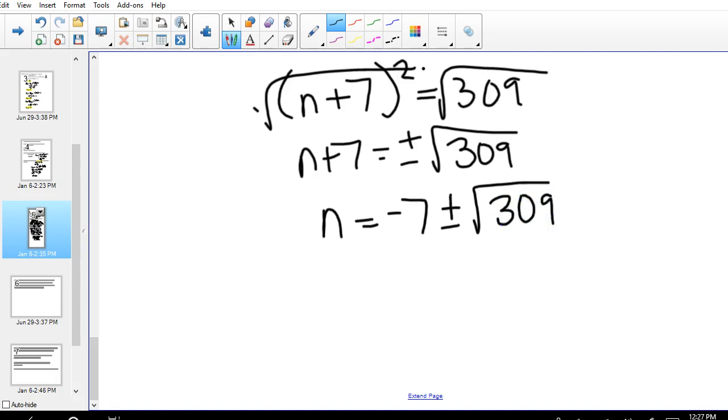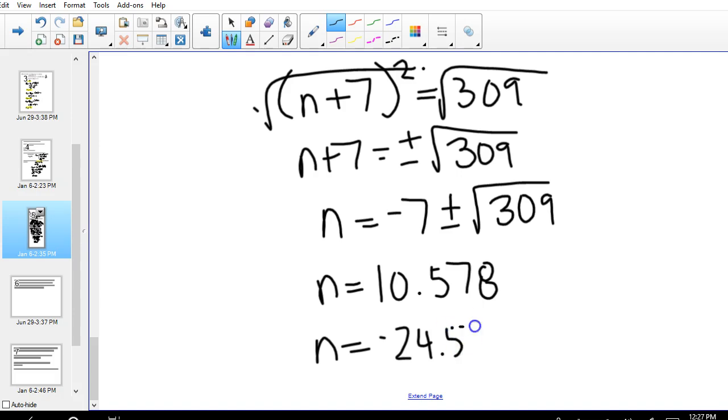Or do the quadratic formula, that works too, if you prefer it. So negative 7 plus the square root of 309 is going to give you n equals 10.578. If you subtract, negative 7 minus the square root of 309, you get negative 24.578. Does that answer make any sense when you're talking about selling houses? It does not. Sorry.